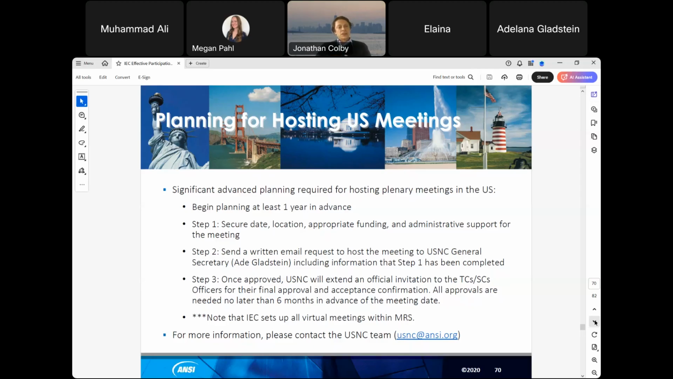Make sure that people have plenty of time to arrange for visas and get their travel arrangements squared away. And there is a note that the IEC sets up all meetings, including face-to-face or virtual, at the plenary level within the meeting registration system. And then all experts attending, whether face-to-face or virtually, are expected to register via the meeting registration system. If you have any questions, you can contact the National Committee team.